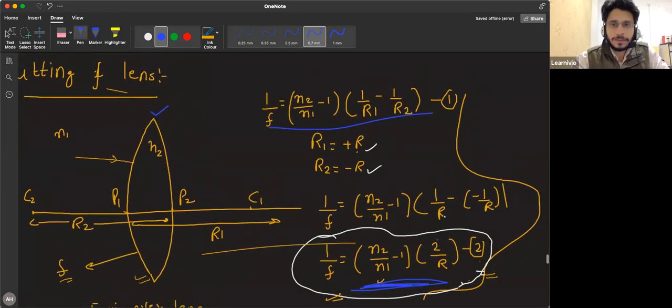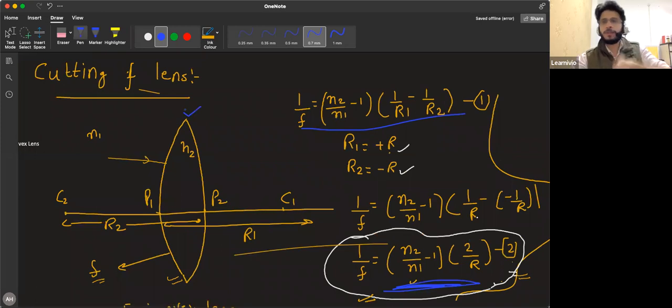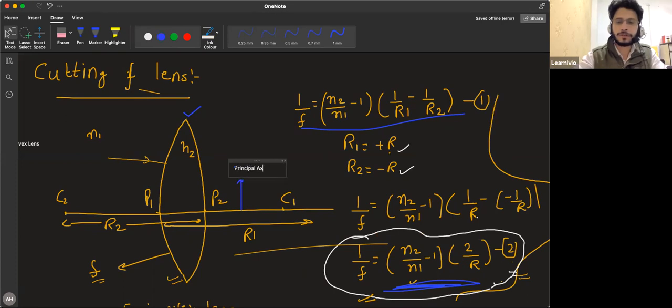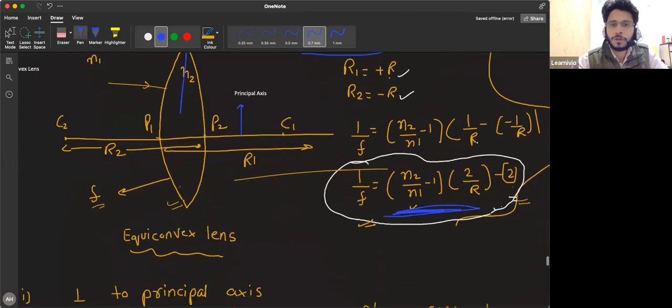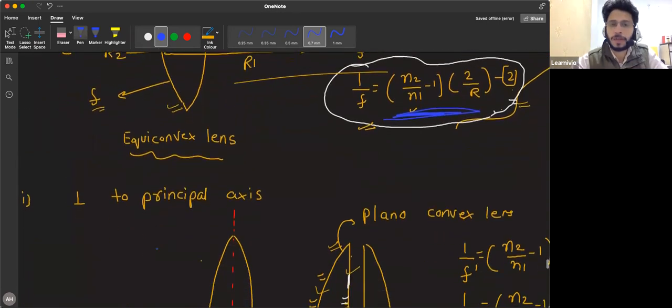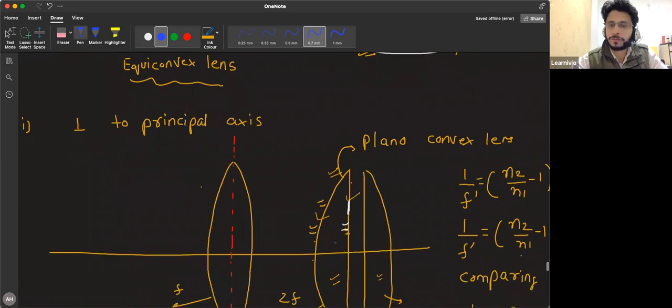The next is, he will ask you to cut the lens. You can cut the lens in two ways. This is the principal axis. You can cut the lens perpendicular to the principal axis or parallel to the principal axis. Currently we are cutting this lens perpendicular to the principal axis, like in this way. When you cut this lens perpendicular to the principal axis, it divides into these two lenses.